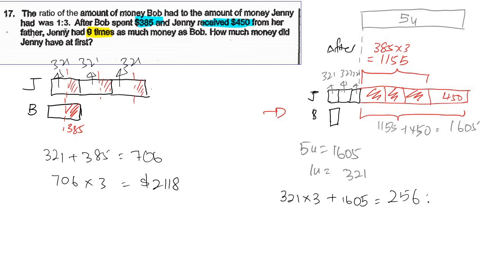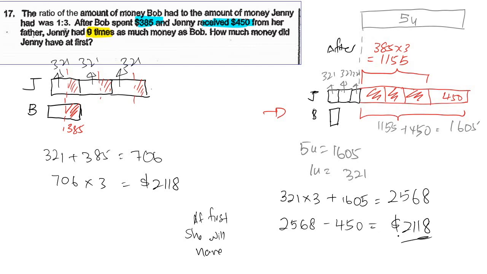I have 2568. Okay, so for this, right, this is what she has now. But then at first, she will have 2568 minus 450. You should get back the same value, 2118, which is this. This is how you can do a simple check back. Okay, bye bye.